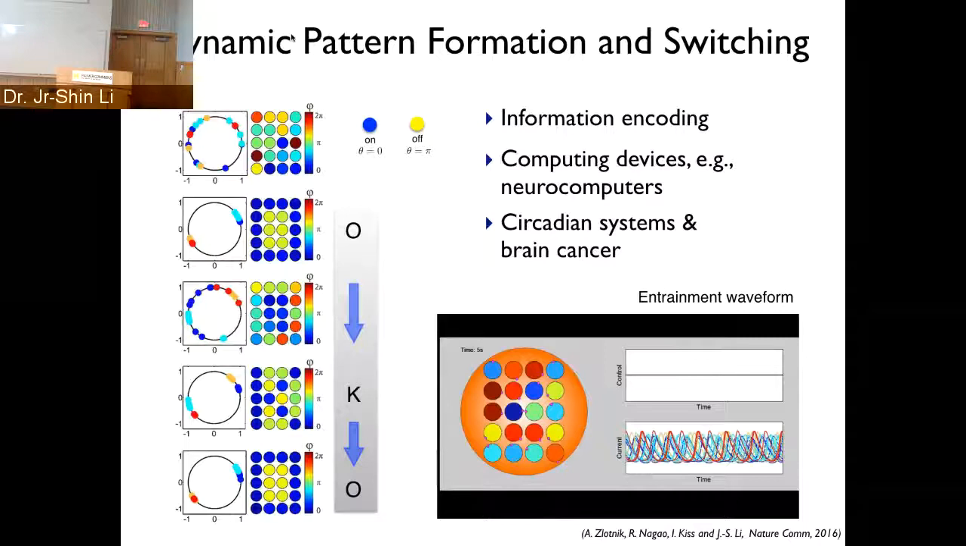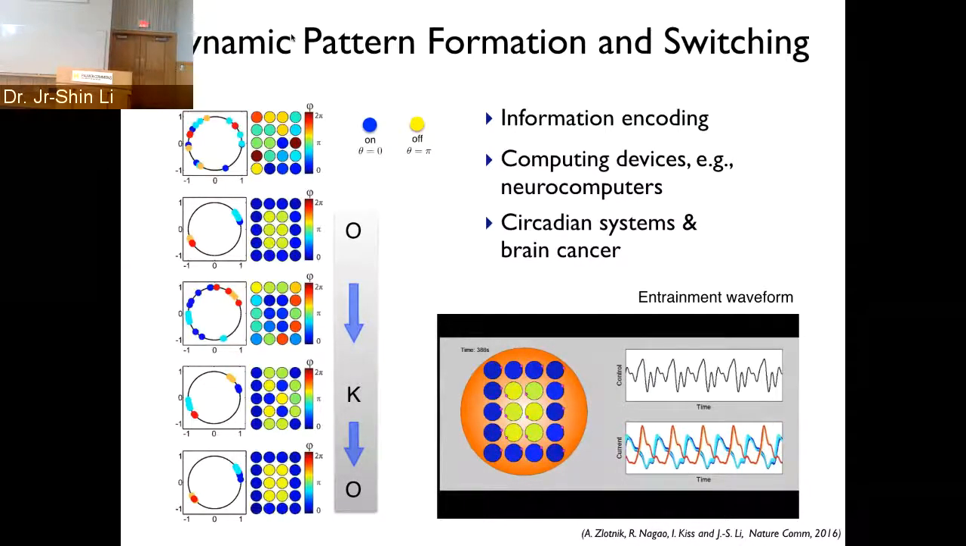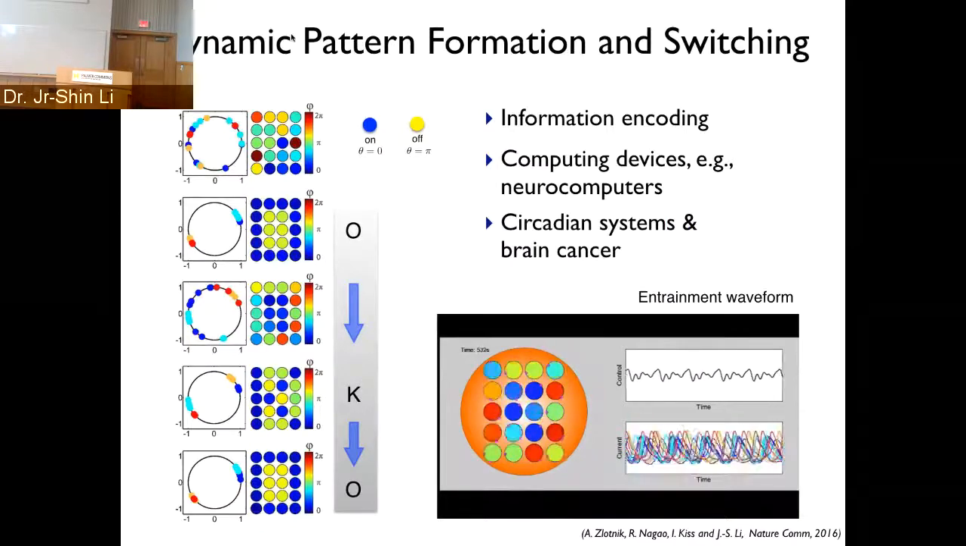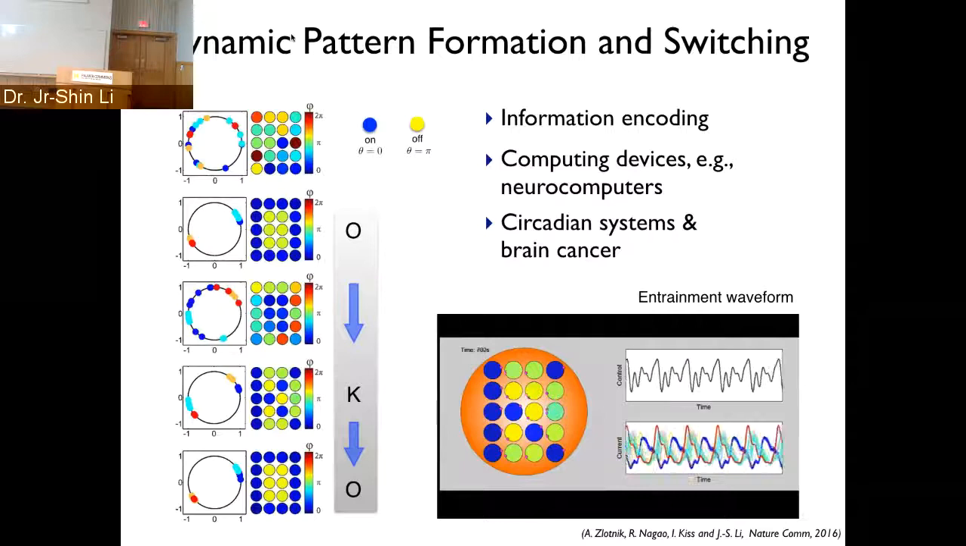The application here is to show that we are able to design a waveform so that we can turn this pattern into O, then switch it to K, and then switch it back to O. We just wanted to demonstrate that we can do this. This is a real experimental result. We design a global input applying to these 20 oscillators, and you can see that we can turn the pattern to K and then switch it back to O.